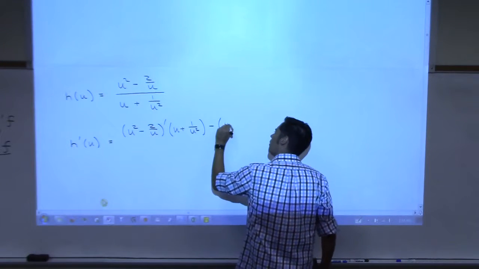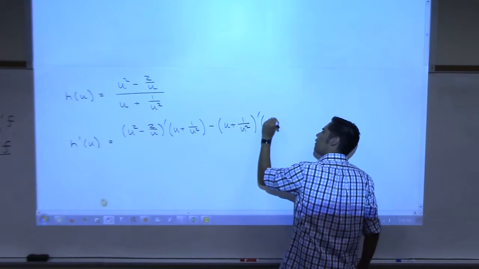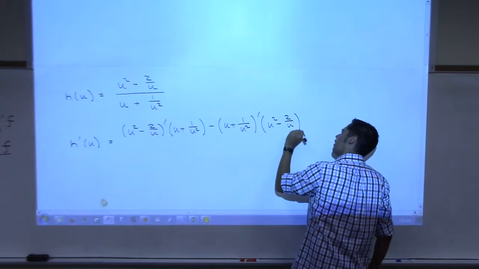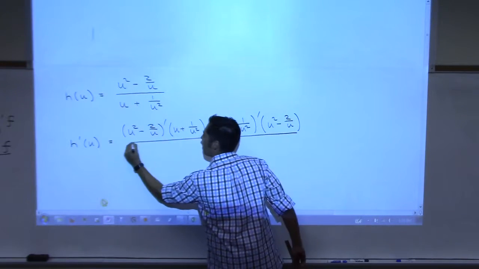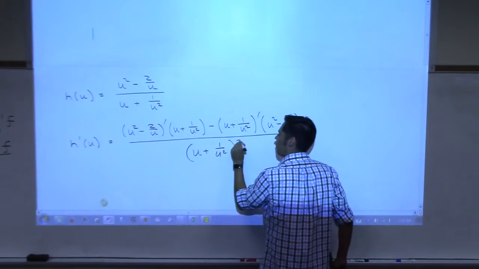Minus the derivative of the bottom times the top, all over the bottom squared.